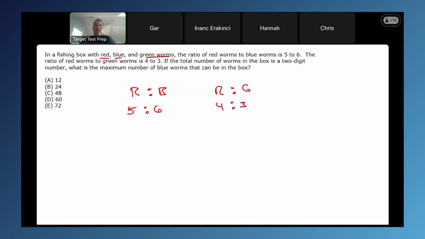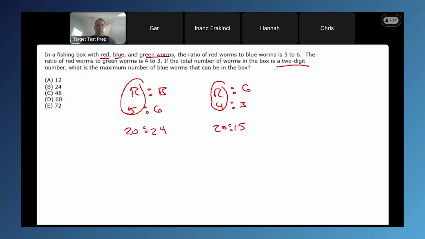Okay, so the whole purpose of that is now we have our two ratios, but there should be something kind of clear here. And that's the idea that we have a red which has a 4 attached to it and a red that has a 5 attached to it. So now all of a sudden this becomes 20 to 24, and then this one becomes 20 to 15. Does that make sense to everybody? Because what we've done is we've had to make them the exact same.